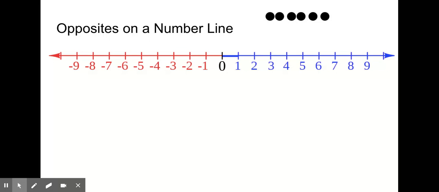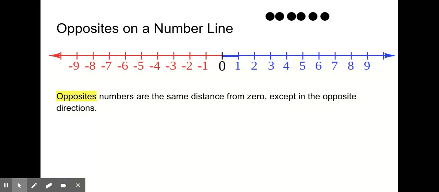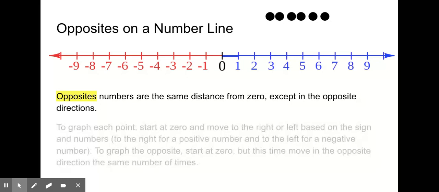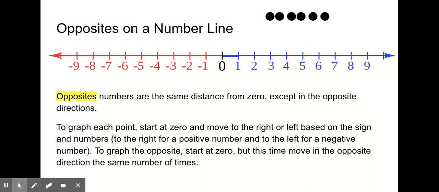All right, let's talk about opposites on a number line. Opposite numbers are the same distance from 0, except in the opposite direction. Here it tells us what we do to graph. It says to graph each point, start at 0 and move to the right or left based on the sign and number. To the right, you're going to move for positive, and the left would be a negative. To graph the opposite, you start at 0, but this time you would move in the opposite direction the same number of times. So for example, let's go with 4.